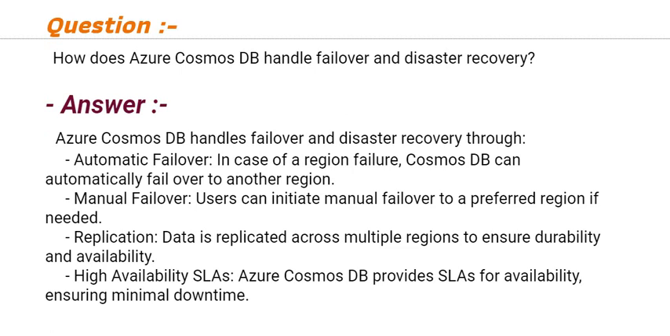Your answer should be, Azure Cosmos DB handles failover and disaster recovery through automatic failover. In case of a region failure, Cosmos DB can automatically fail over to another region. The second one is manual failover. Users can initiate manual failover to a preferred region if needed. The third one is replication. Data is replicated across multiple regions to ensure durability and availability.